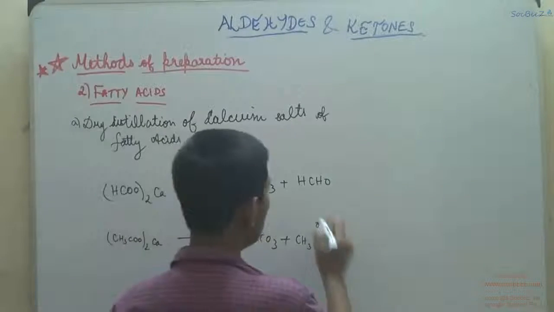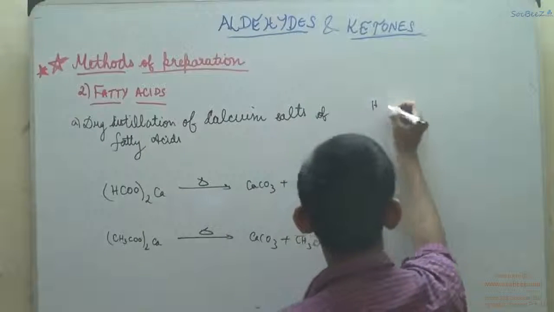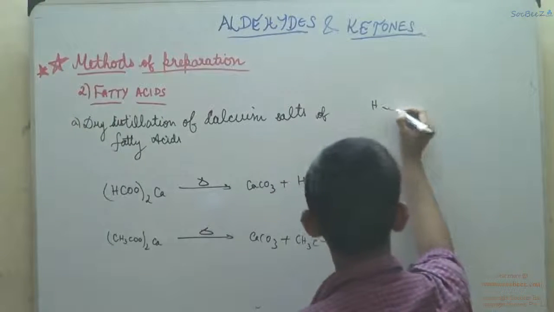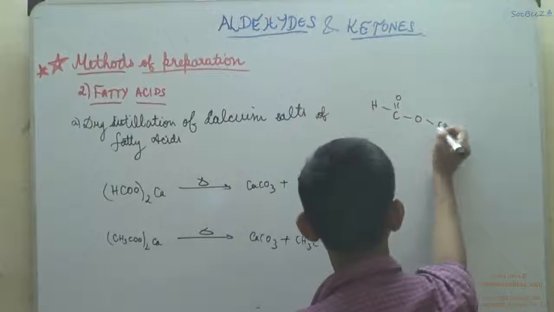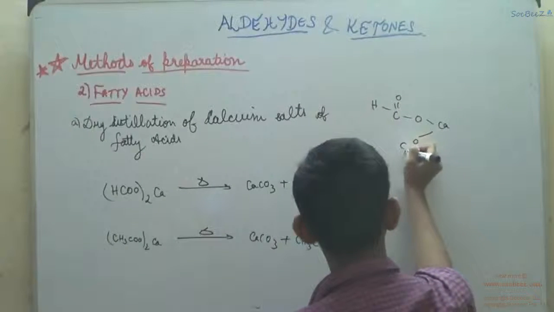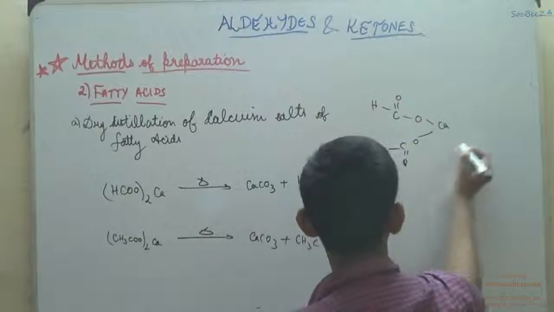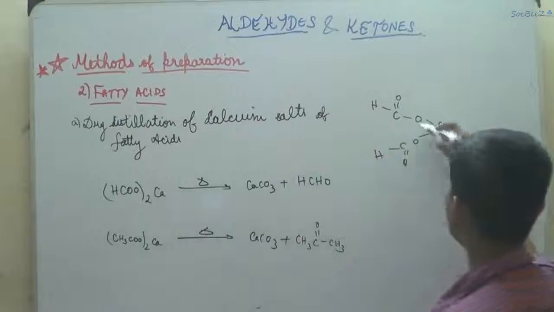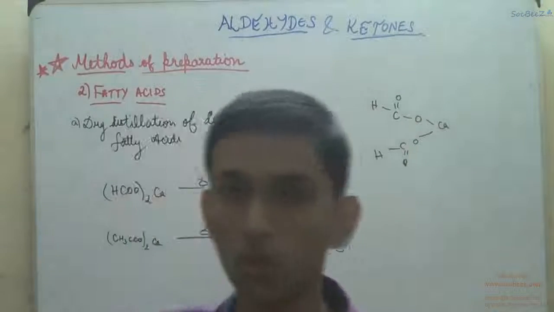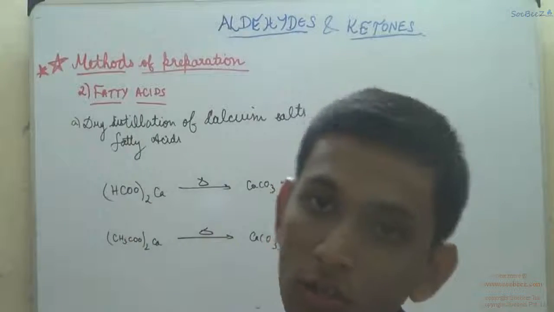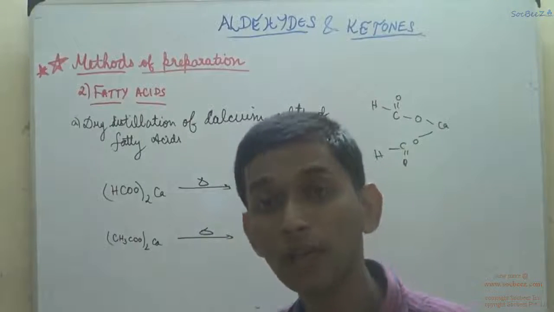Now let me tell some ways how to get this. You have H, C double bond O, O, Ca, O, C double bond O, H, and when you heat it, what happens? See, these are not ionic reactions, so heating reactions are very difficult because of the free radical approach generally taking place. So let's learn how to get to the answer.